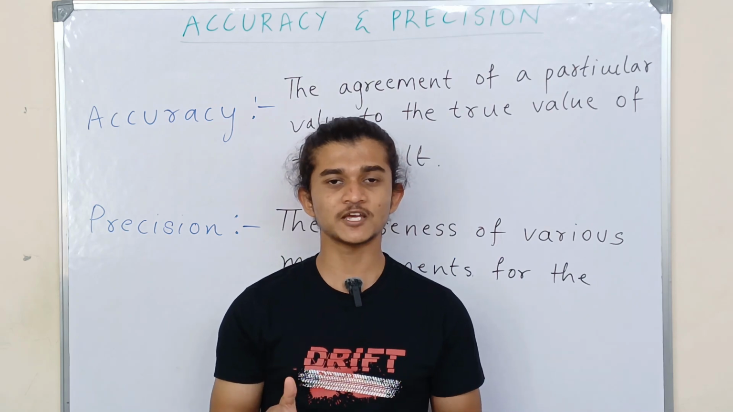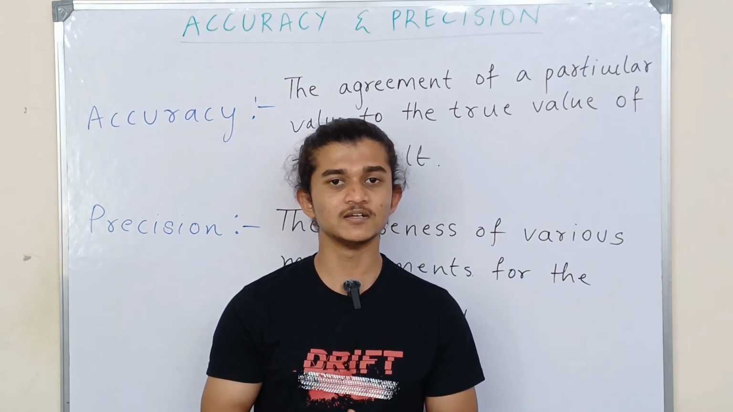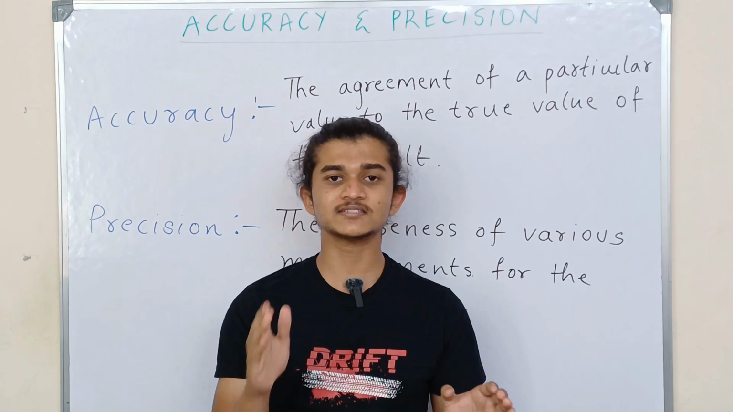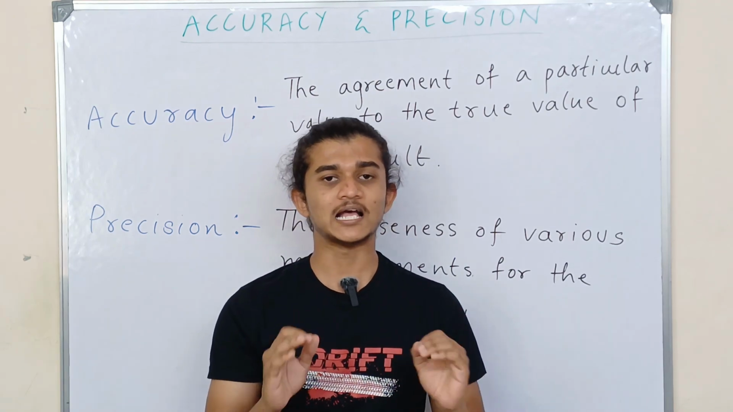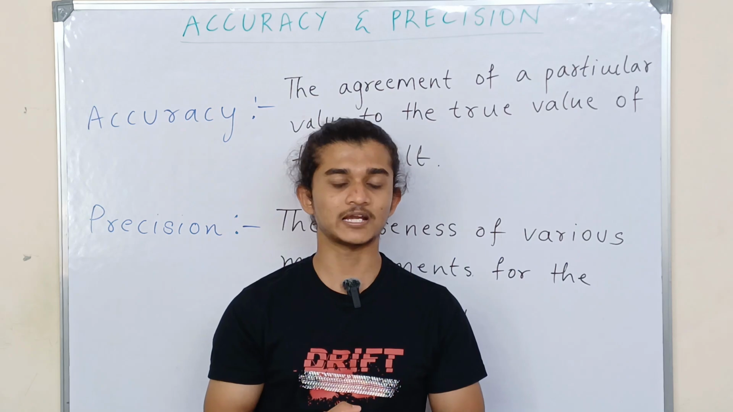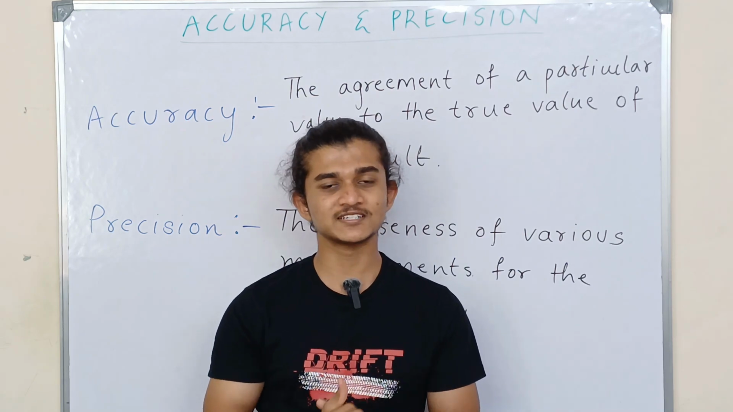Even though these two terms are used interchangeably in our day-to-day life, they carry totally different meanings in the scientific field. In today's video we're going to be talking about the definitions as well as examples involving accuracy and precision. So let's get started.